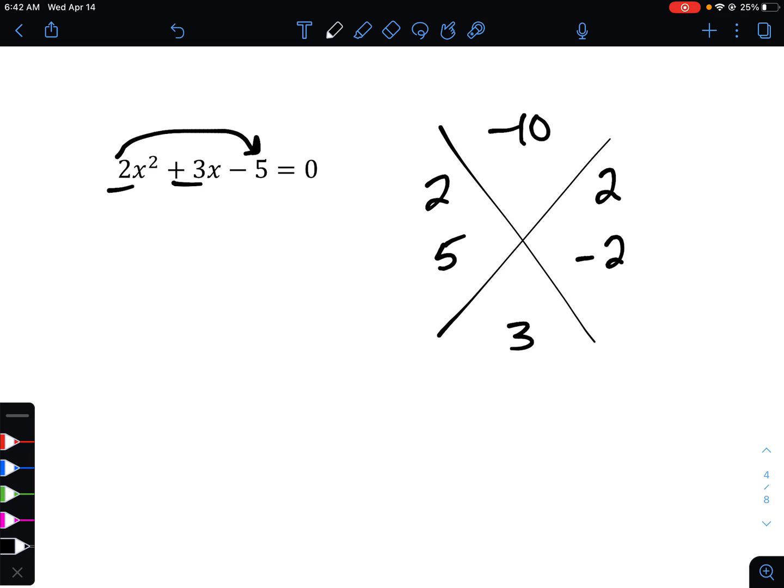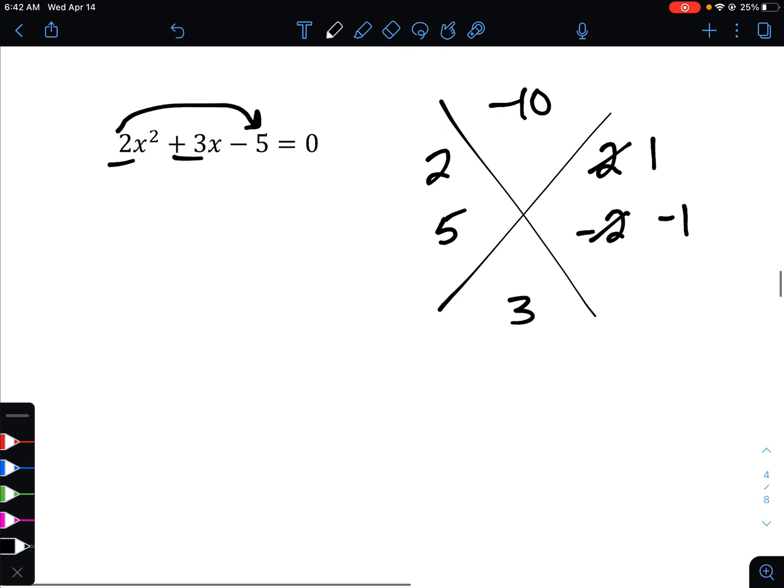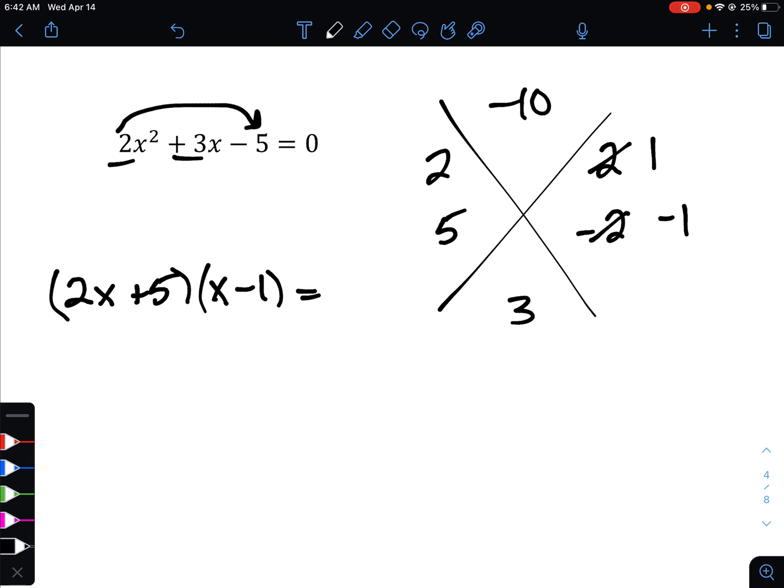On the left side, 2 and 5 are not going to simplify, but on the right side, 2 and negative 2 are both divisible by 2. 2 divided by 2 is 1. Negative 2 divided by 2 is negative 1. So then to write our two factors, for the left side, that would be 2x plus 5, and on the right side, 1x minus 1, all of that is equal to 0.